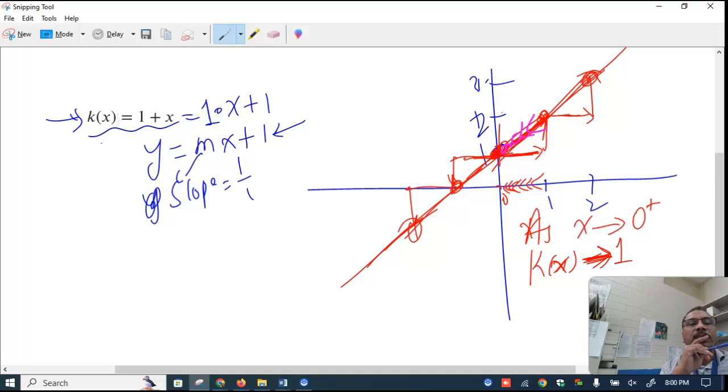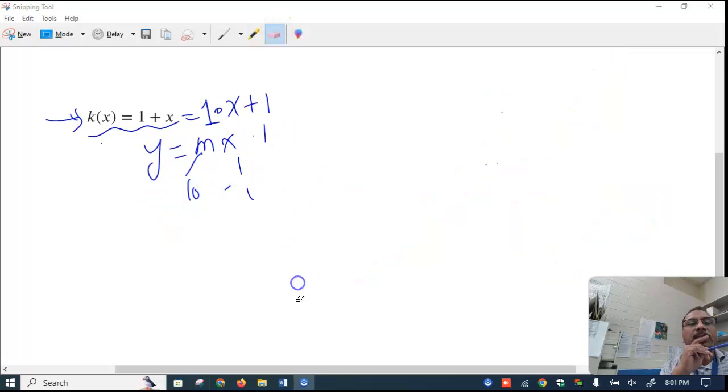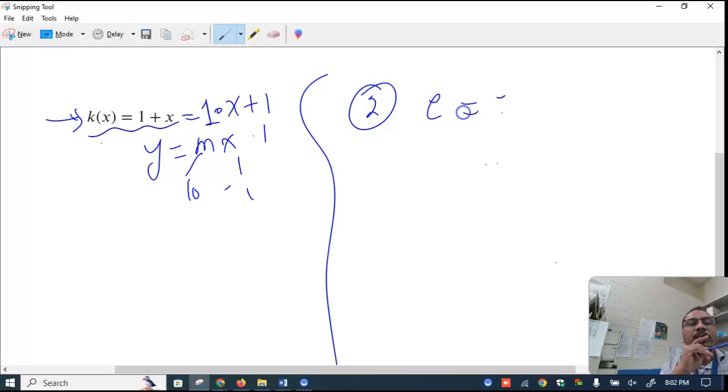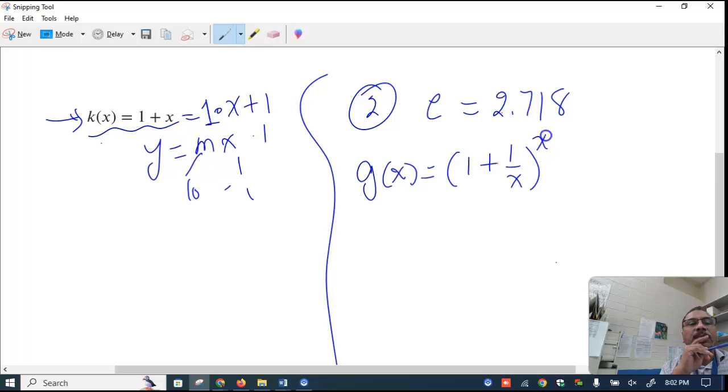Now this is very important because there is some relation here. The second question asked here is to remember that e is 2.718. What does the function g have to do with this number e? Now, what is the function g of x? g of x is (1 plus 1 over x) raised to x. So what does this function have to do with this number?